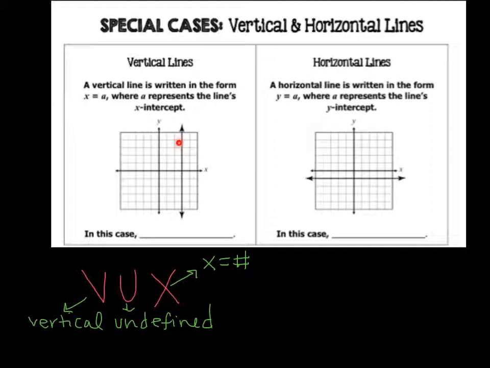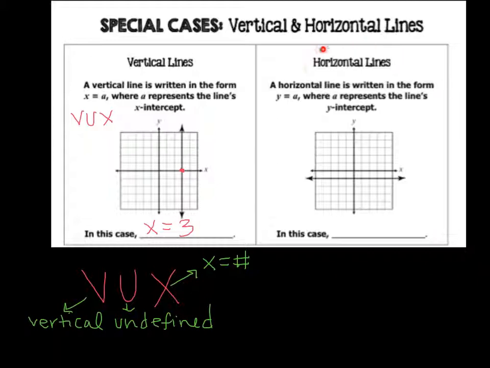So if you look at the line that they've graphed here for you as an example, you notice that this vertical line intersects the x-axis at this point right here. So that's actually how I'm going to write my equation. So this line is a VUX because it's vertical. I know that its slope is undefined, so it's going to be x equals, and then all I have to do is determine what the ordered pair for that point is. So if you look, it intersects the x-axis at positive 3. So the equation of this vertical line is x equals 3. Okay, so that's a vertical line.